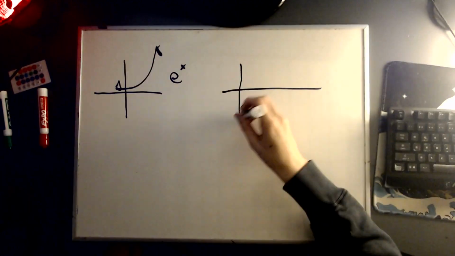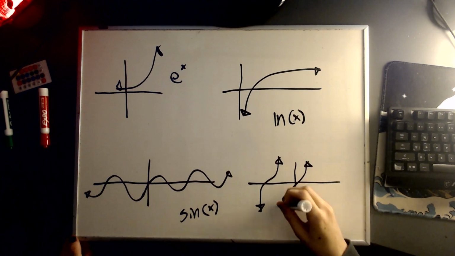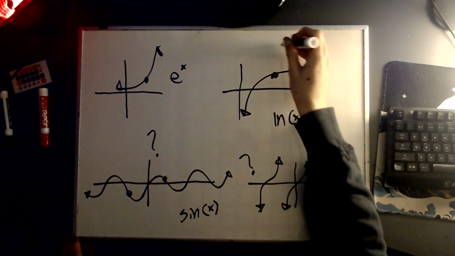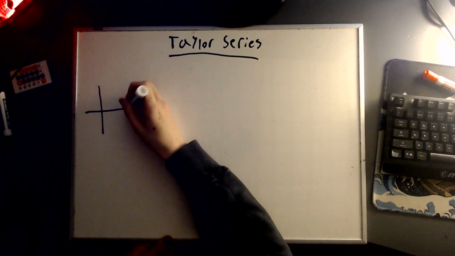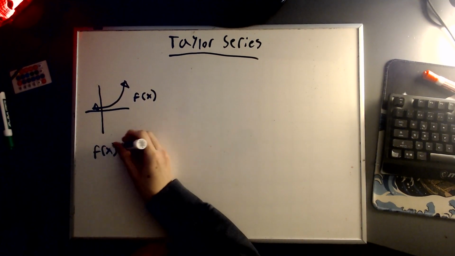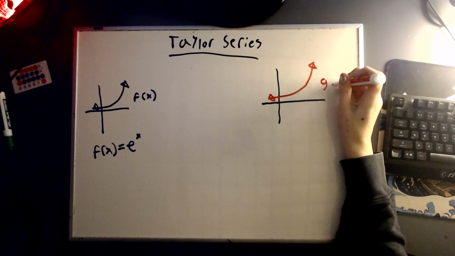Have you ever wondered how your calculator calculates trigonometric functions like sine of x, logarithmic functions like the natural log of x, or even functions like e to the power of x? Well, let me introduce you to Taylor series. In 1715, English mathematician Brooke Taylor discovered a completely new way to represent these functions as never-ending polynomials.